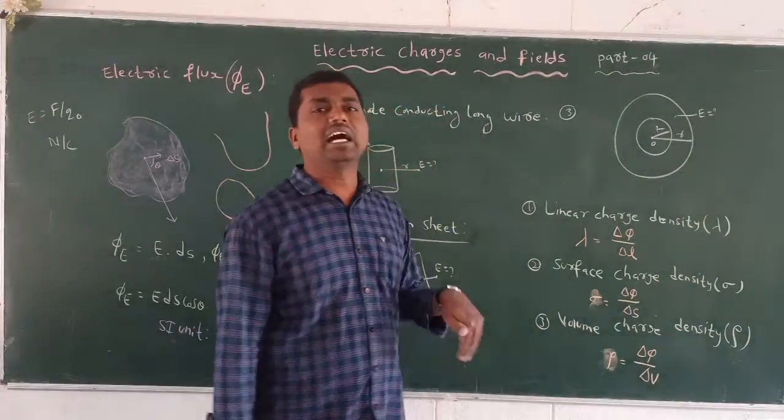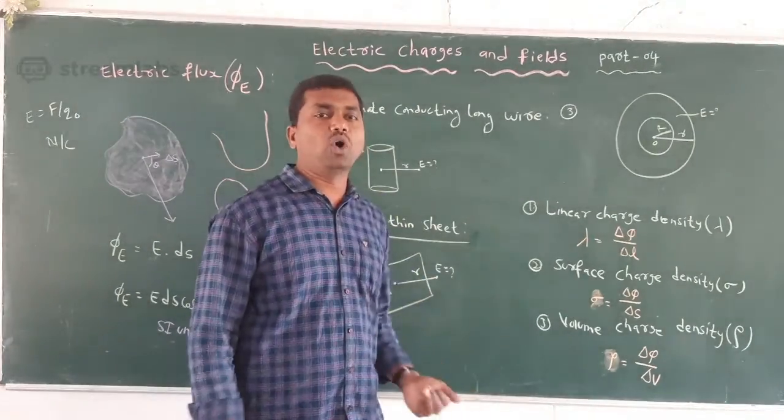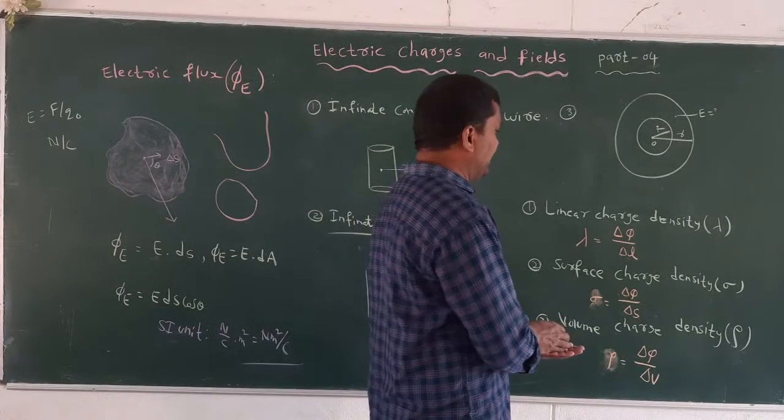So we can write the SI units of lambda, sigma and rho. So the first one is the SI unit.